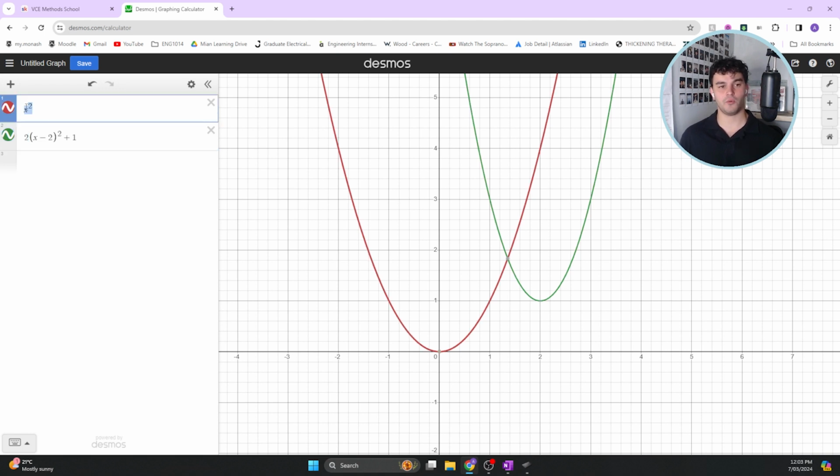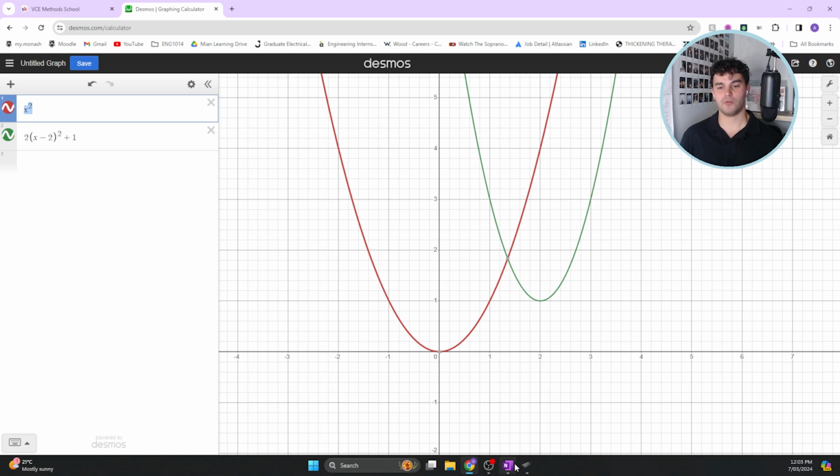In this case, it's x squared. But let's say if we had the square root of x, what a 2 on the outside does to a square root of x graph is exactly the same. It stretches the graph. A negative 2 does the same thing. It shifts the graph to the right by 2 units. And the plus 1 on the outside does exactly the same thing. It shifts the graph upward by 2 as well.